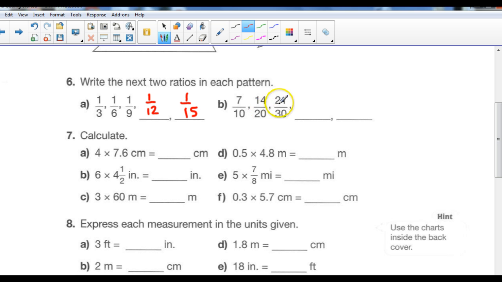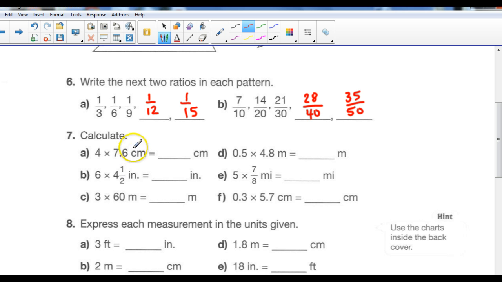Next, 7/10, 14/20, 21/30. What's happening at the top? Well, it looks like it's going up by 7, so the next one would be 28. And then what's happening to the bottom? 10, 20, 30. Well, it looks like the next ratio would be 40. And then after this, 28 plus 7 must be 35, and then this next one must be 50. Going up by the same ratio.